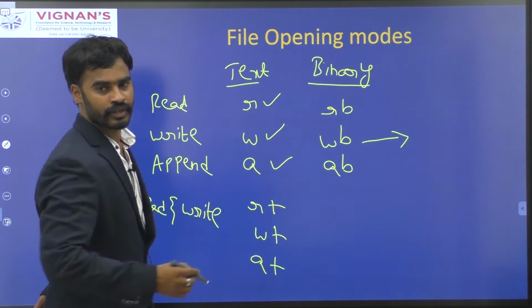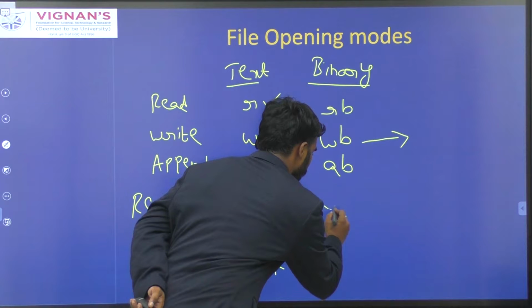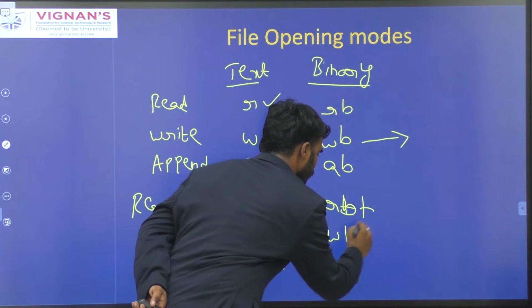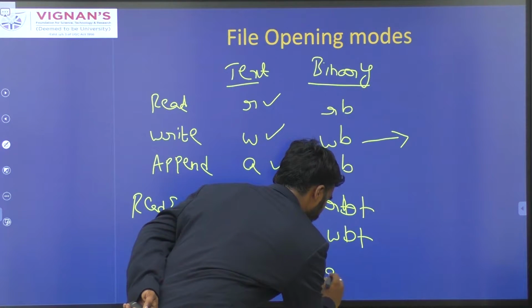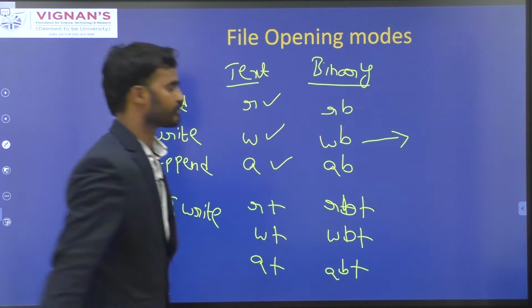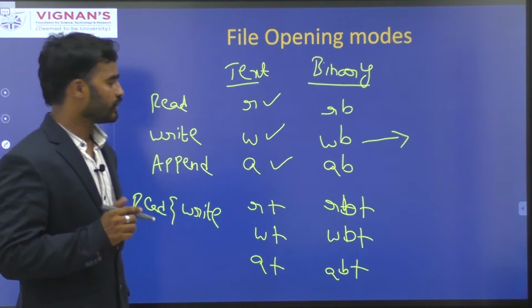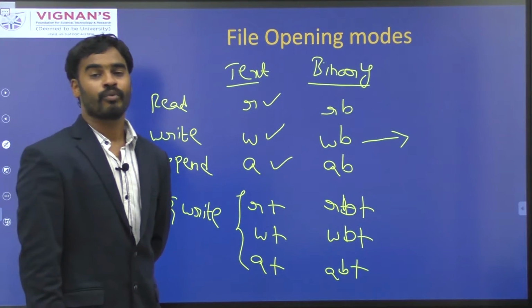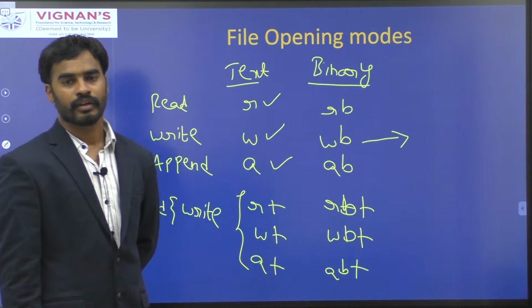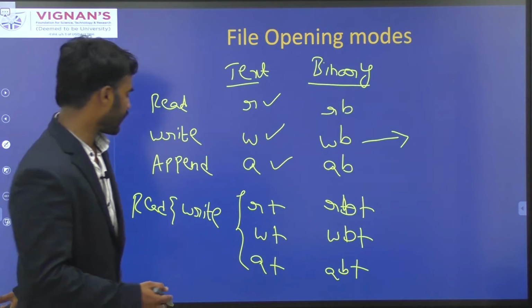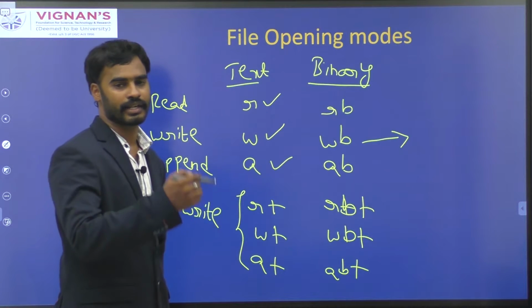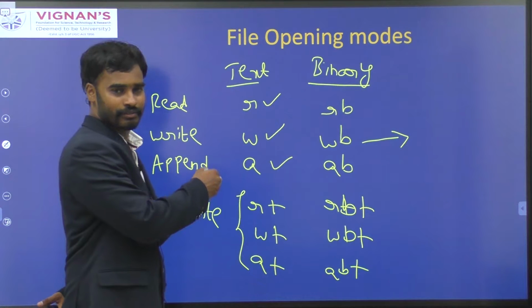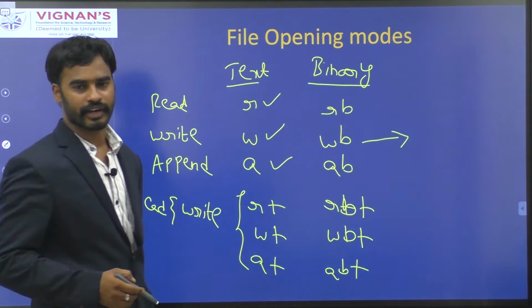The same thing applies for binary files also: RB plus, WB plus, AB plus. So these 3 are for both read and write operations. I will tell you the difference between read plus, write plus and append plus in the next slide. So these are the 6 modes that exist for text files as well as binary files.